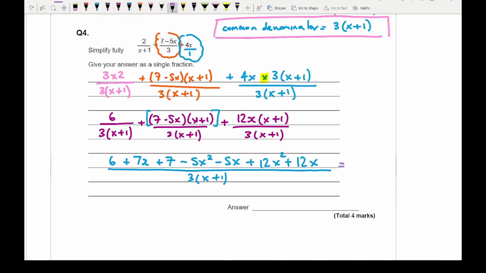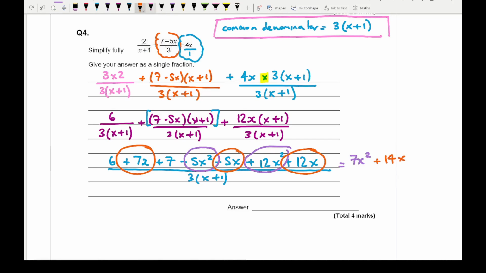So collect the like terms on the numerator. So here I'm going to end up with minus 5x squared plus 12x squared, which is 7x squared. Then the x's: I'm going to end up with plus 7x minus 5x plus 12x, which gives me an answer of 14x.